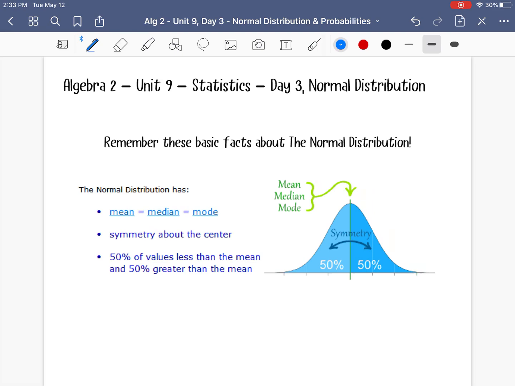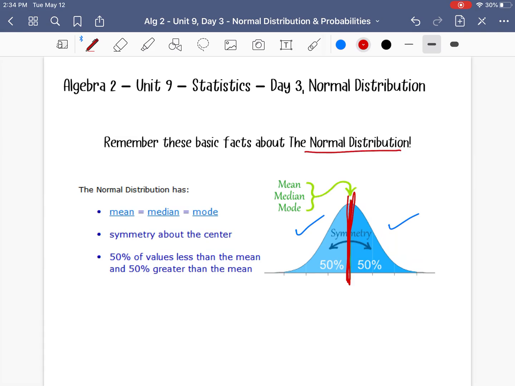So remember some basic facts about normal distribution. 50% lies above the center and 50% lies below the center. So you have 100% all together, and so 50 above, 50 below. It's symmetrical. Remember that this line right here in the center is your mean, your median, and your mode, because when something is said to be normally distributed, that's what has to be true.